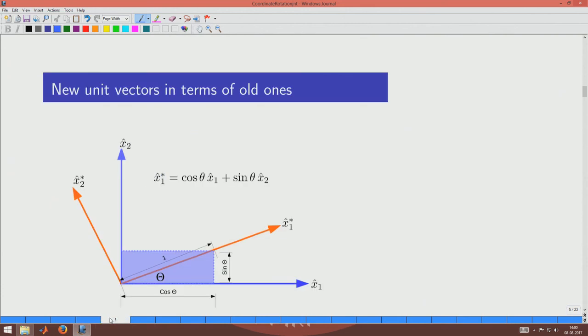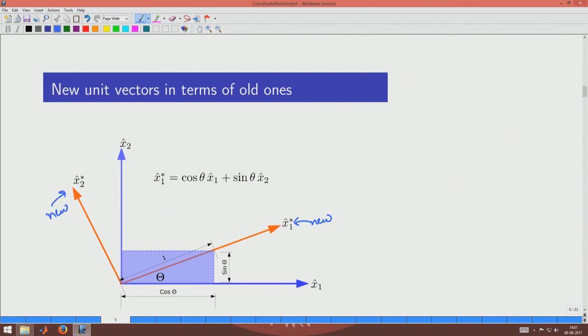What we do is basically we draw a line of unit length about the unit vector which we want to express, and what we want to do first is write the new unit vectors in terms of the old ones. So, let us first write x1 in terms of the older coordinate system. So, x1 star is the new one. So, this is the new one.